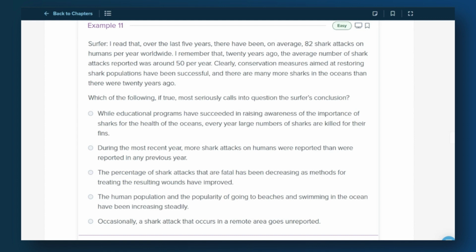And E. Occasionally, a shark attack that occurs in a remote area goes unreported. This choice is about unreported shark attacks, which is not what we're discussing, only the reported ones, so it is not relevant. Best answer is D. This example illustrated that correlation does not equal causation. Let's look at a different question.